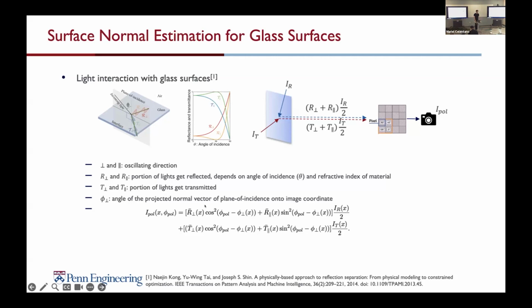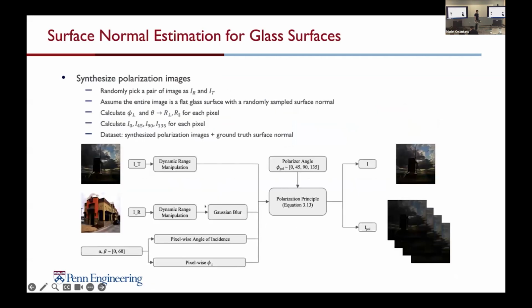So as mentioned before, the difficulty with glass surface normal estimation for glass regions is that we don't have the ground truth surface normal, and we cannot use supervised learning techniques on that. But now, with this equation, we can generate a synthesized data set with a ground truth surface normal. And the data synthesis pipeline looks as follows.